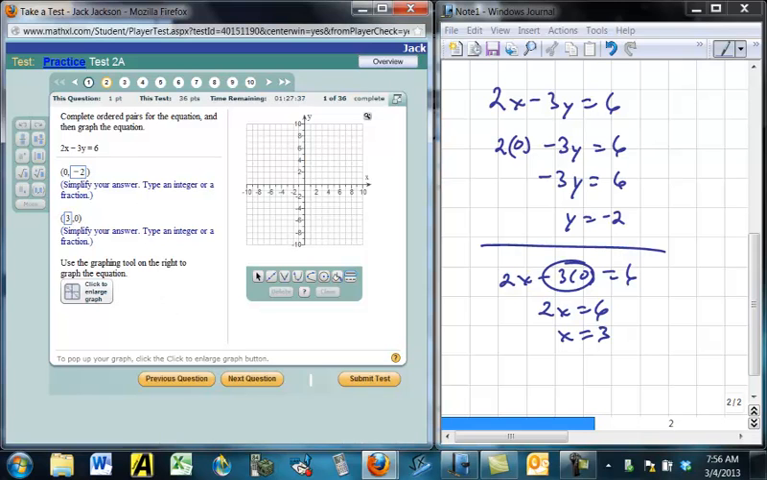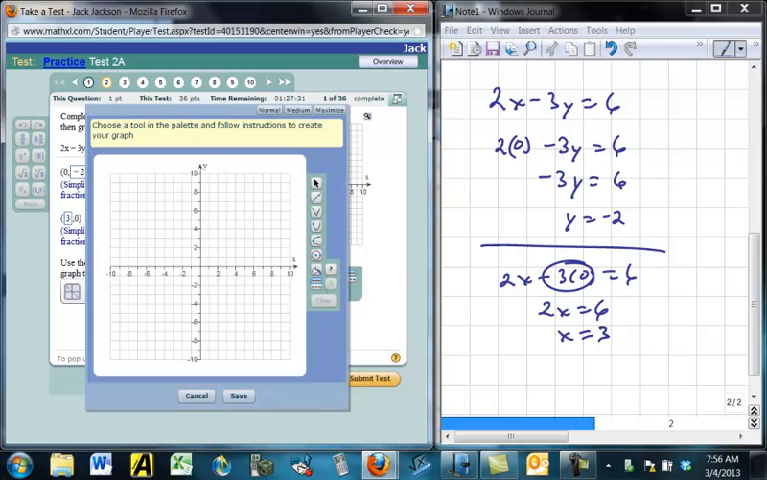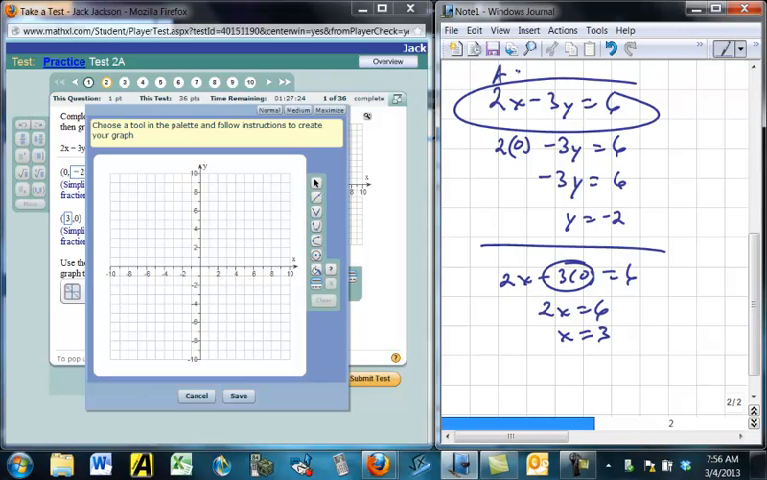Now we want to use the graphing tool to graph this. I can do it straight from here. I can make it a little bit bigger if we want. Let's make it bigger. Okay, and we know from the form that we have here, this is a basic form, ax plus by equals c, where a, b, and c are constants. We know that's a line. So we know the graph is a line.